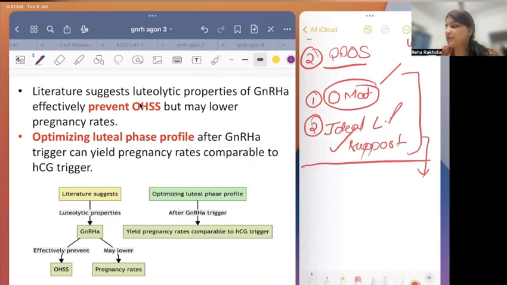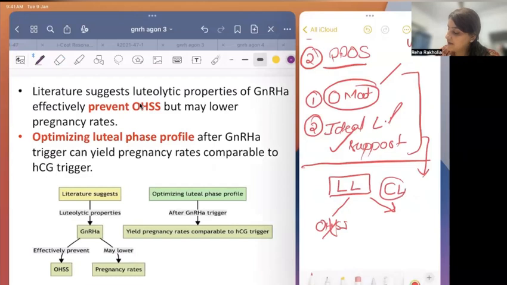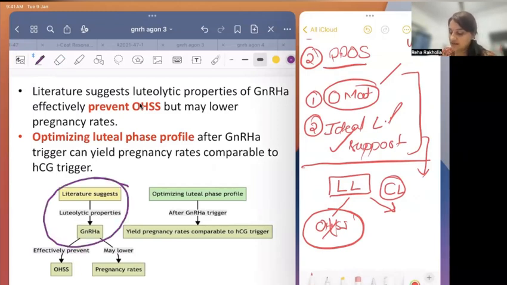GnRH agonist has a luteolytic property, which means it prevents OHSS. But it may lower the pregnancy rate because the corpus luteum is defective. Literature suggests the luteolytic property of GnRH agonist effectively prevents OHSS, but may lower the pregnancy rate.